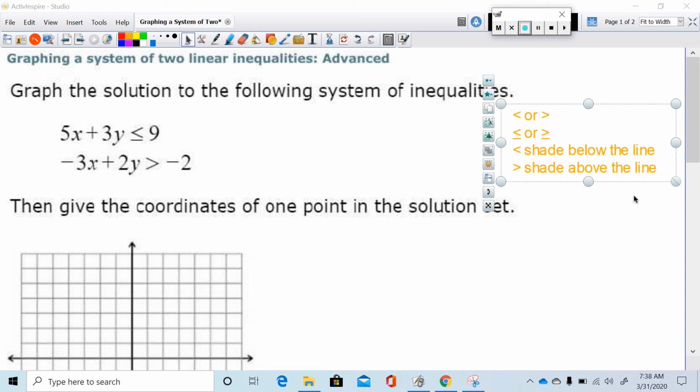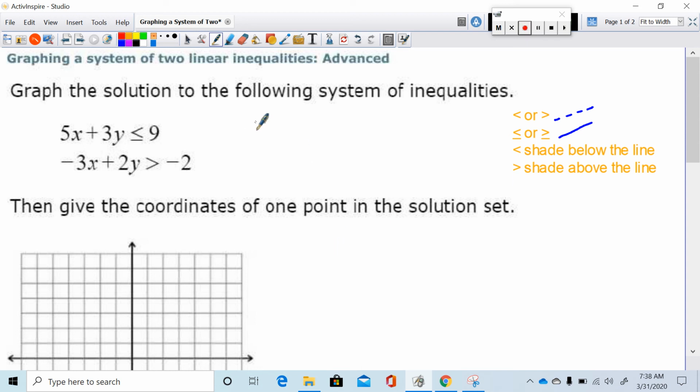Okay, graphing a system of two linear inequalities. These are more advanced problems. First of all, basic inequality graphing. If the inequality is not underlined, I'm going to use a dotted line. If it is underlined, I'm going to use a solid line. If it's a less than, I'm going to shade below the line. Greater than, I'm going to shade above the line.